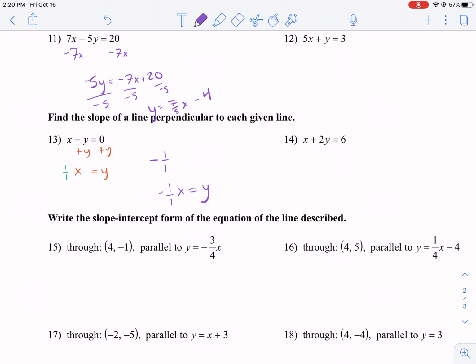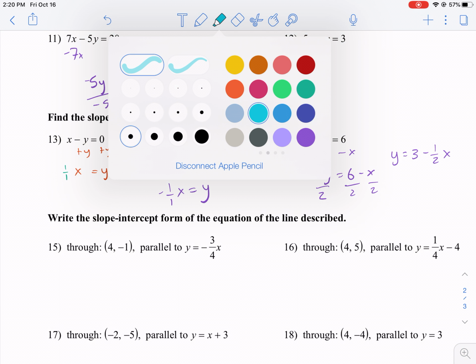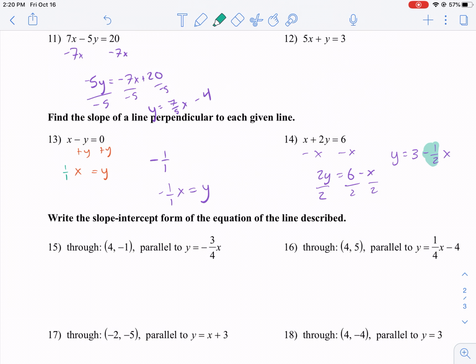Let's go ahead and do it with number 14. This one's going to be a little bit better. You'll see it a little bit more easily. So we do minus x. We get 2y equals 6 minus x. Divide by 2. Now we have to divide by 2 to both terms on the right. That's a very common mistake. So you get y equals 3 minus, and I'm just going to leave it as 1/2 x. That way it's easy to see what my slope is. We see that it's negative 1/2 x.